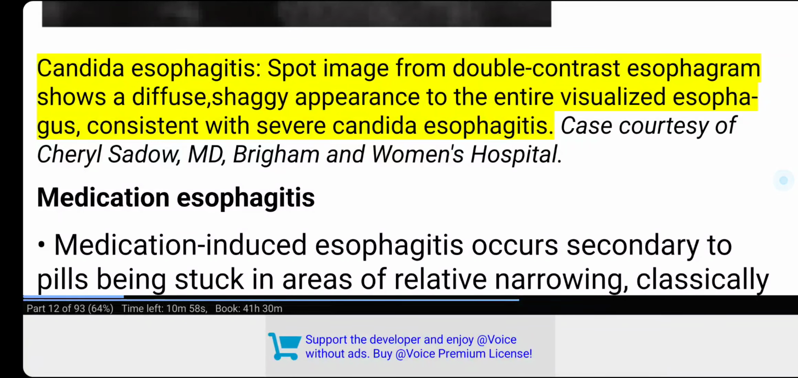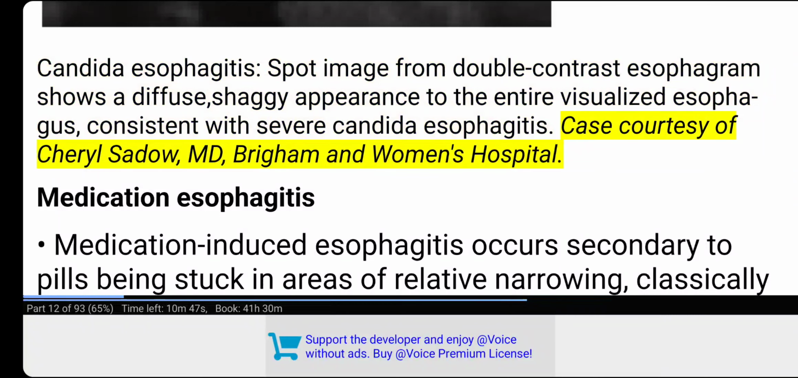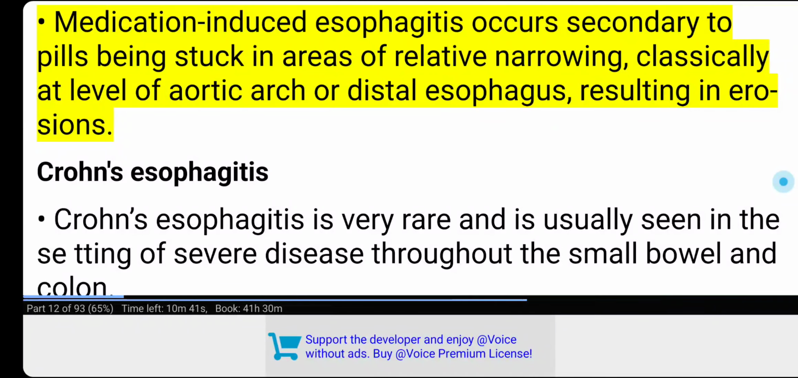Candida esophagitis. Spot image from double contrast esophagram shows a diffuse, shaggy appearance to the entire visualized esophagus, consistent with severe Candida esophagitis. Case courtesy of Cheryl Sado, MD, Brigham and Women's Hospital. Medication esophagitis. Medication-induced esophagitis occurs secondary to pills being stuck in areas of relative narrowing, classically at level of aortic arch or distal esophagus, resulting in erosions.